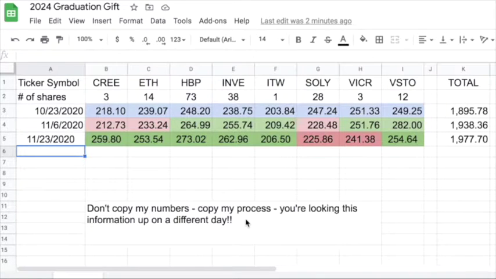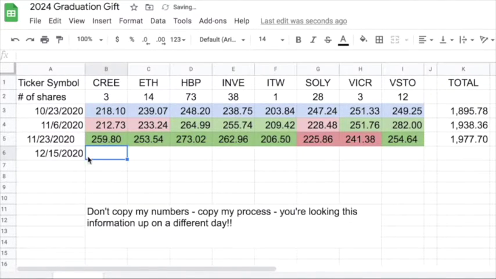You're looking at information on a different day than when I'm looking at it right now. So you're going to put the date in. You're going to have either 12/17, 12/18, or if you're doing it later, a different date for that. So the day that you're looking up the information, then, reminder how to look this up. You're going to search the word ticker, T-I-C-K-E-R, and the letters at the top.